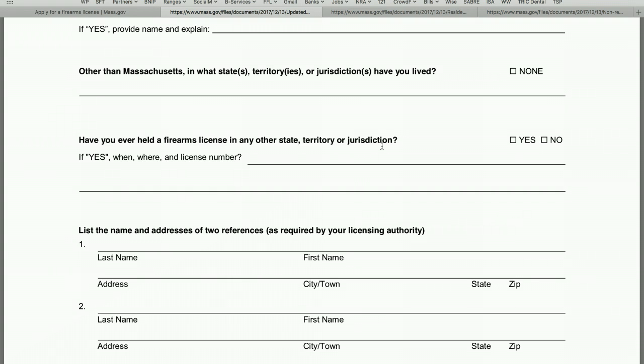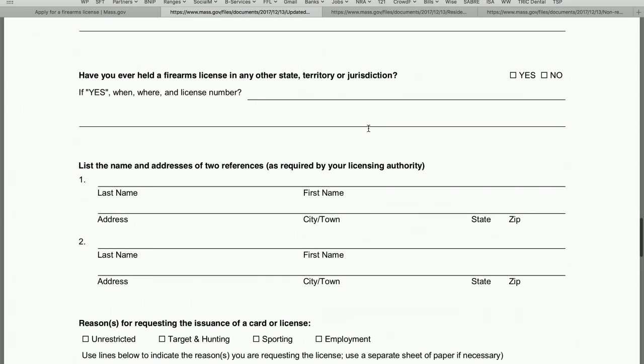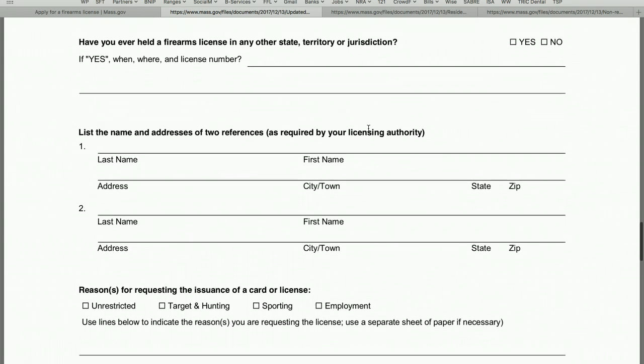All right, so don't go and try to lie and be like, oh no, I didn't live here or whatever. They're going to find out. So.